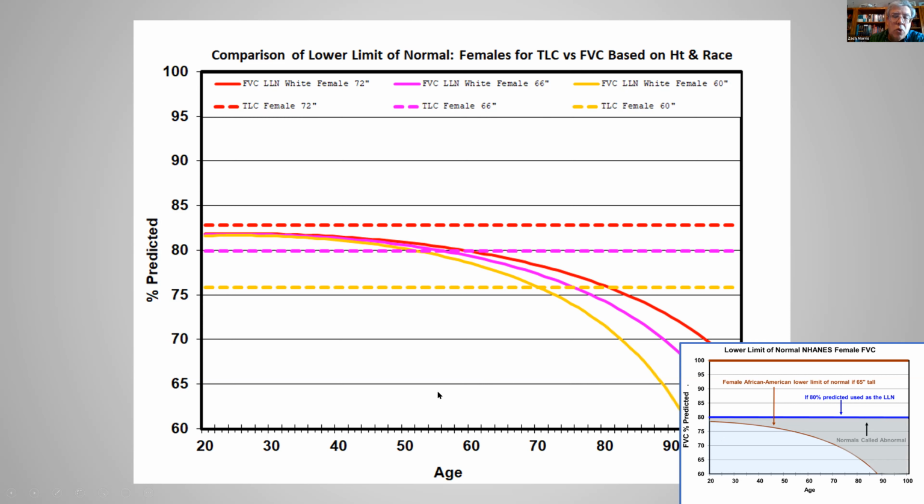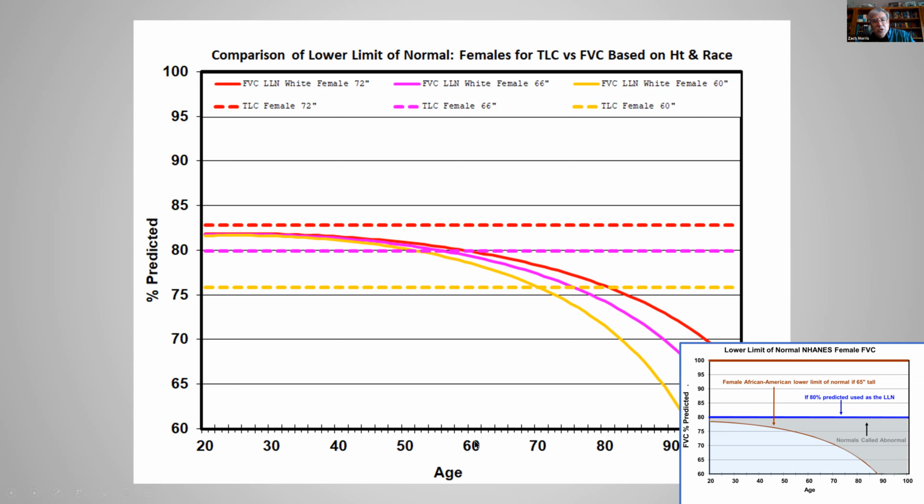As opposed to the total lung capacity, lower limits of normal for the exact same female. Okay, this is for a taller one. The lower limit of normal is around 83%. It stays that way all the way up to 100. The in-between size female, it's right at 80%. And then the short female, it's down to about 76% of predicted on that one.